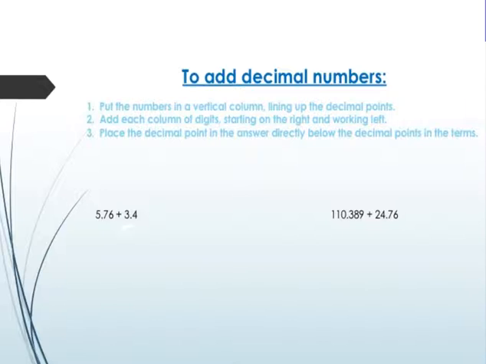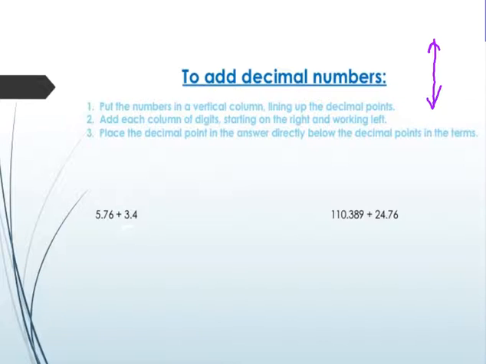To add decimal numbers, you are going to put numbers in a vertical column. Vertical column means up and down, lining up the decimal points. You're going to then add each column of digits just like you would any whole number or integer, starting on the right and working left. And then you're going to place the decimal point in the answer directly below the decimal points in the 2 terms or 3 terms or 4 terms.